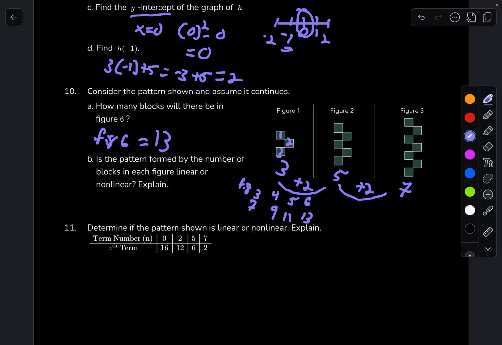Is the pattern formed by the number of blocks in each figure linear or nonlinear? It's linear. It has a constant rate of change.